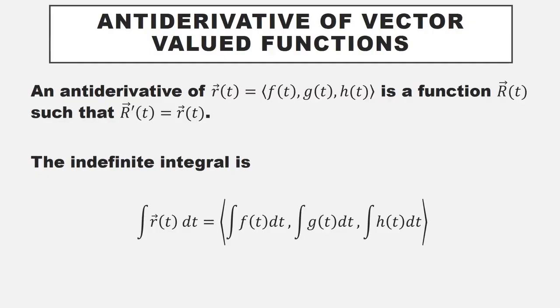And since now we've done derivatives, let's jump to antiderivatives. An antiderivative of the vector valued function r of t is a function capital R of t such that the derivative of capital R is equal to r. In other words, the antiderivative is a function whose derivative is my given function.